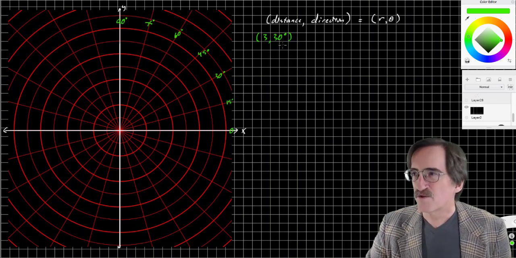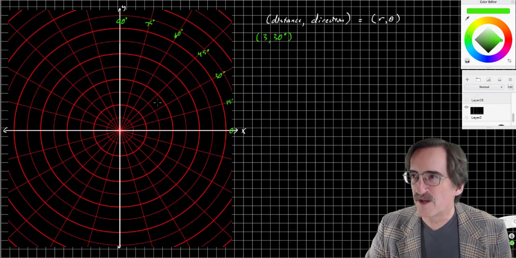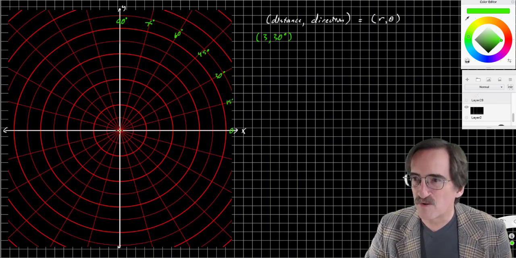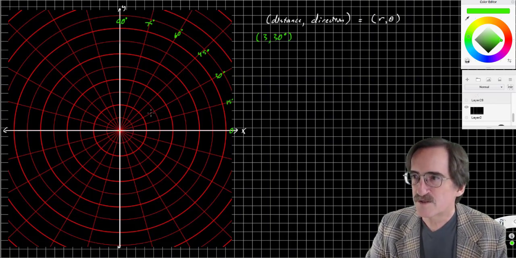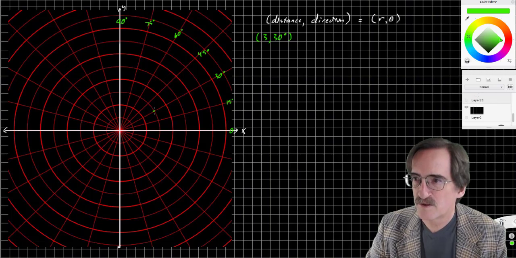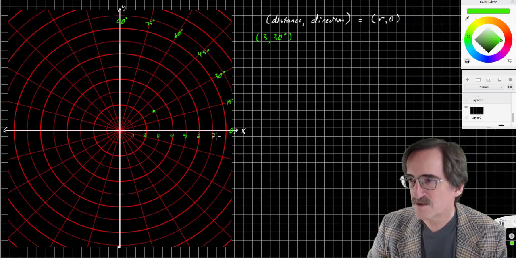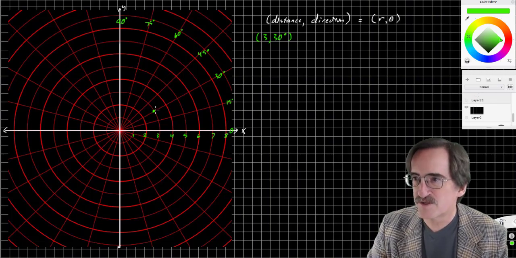Okay, so for 30 degrees, look at the 30-degree ray and go out from the pole, this is called the pole, 3 units along the 30-degree axis. 1, 2, 3. So that's that coordinate right there. We would indicate this as 3, comma, 30 degrees.